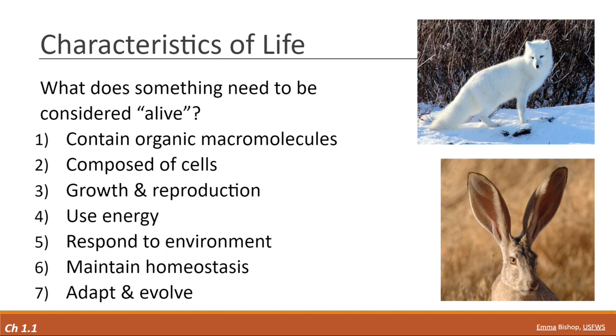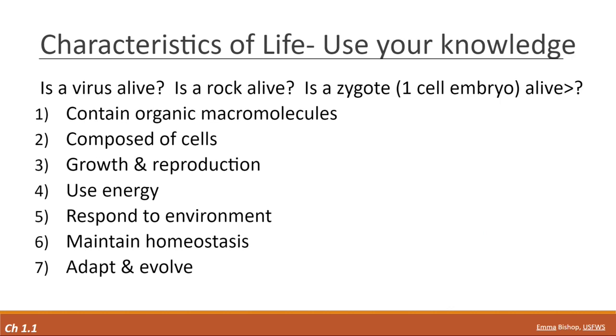So in addition to maintaining homeostasis, we see that living things adapt to their environment, and as a species or as a population of individuals can evolve or change over time. So we don't talk about individual animals evolving, but as groups we do. So thinking about this, would you consider a virus alive, or a rock, or a single cell embryo? Does it do these things?